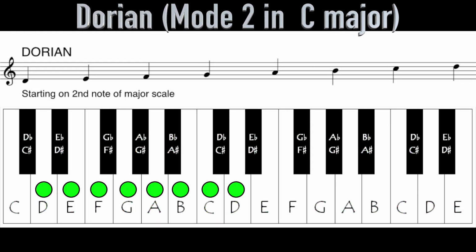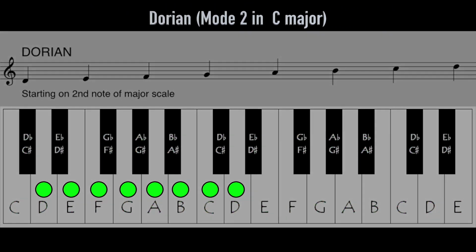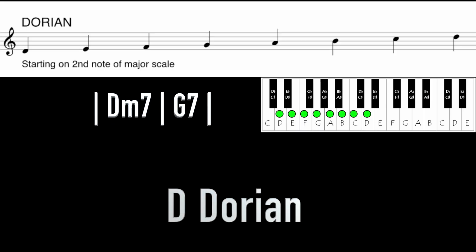Dorian is the second mode of the major scale. As you can see in C major, the scale starts from D, which is the second degree, and ends with D. You can use Dorian mode over minor 7 chords. Now I'm going to show you an example of how to use Dorian mode.